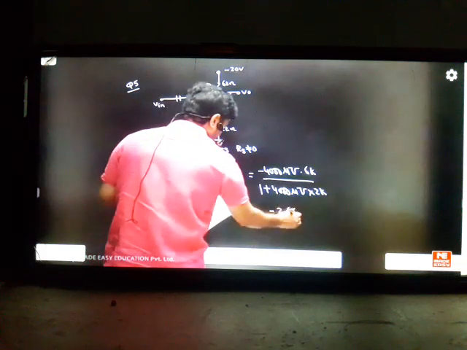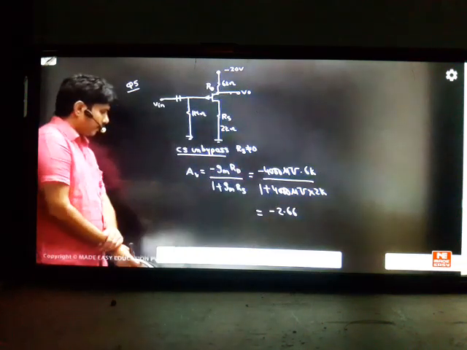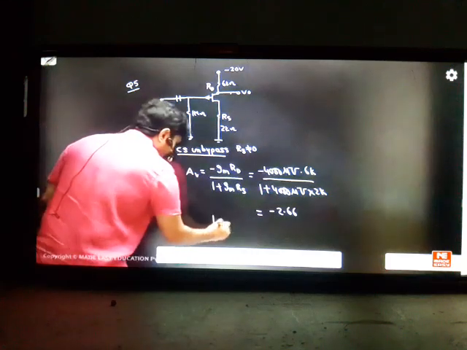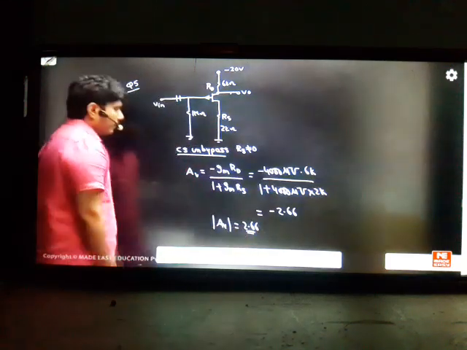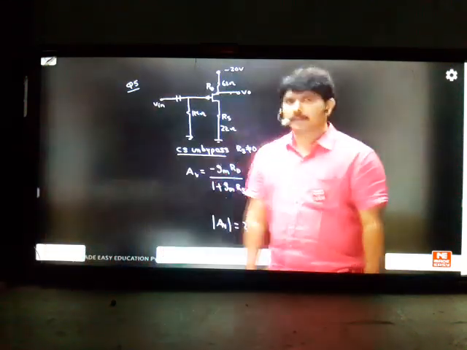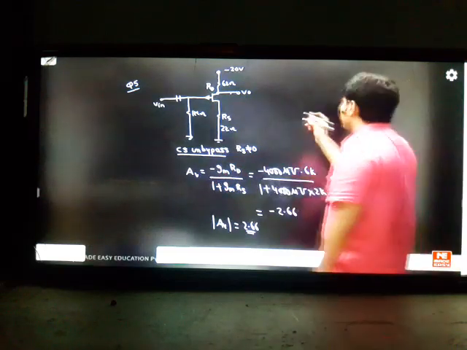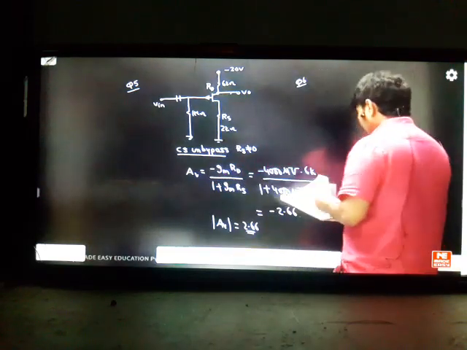It is minus 2.66 that is coming. It is minus 2.66, but it is asking for the magnitude, so the answer is 2.66. So you'll get a very low gain using unbypass. Okay, you'll get a very low gain. Gain is coming very, very less. Question number 6, if you see, is the same category again, same GM given in the problem.